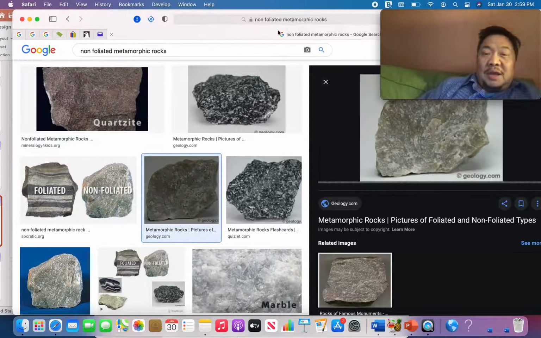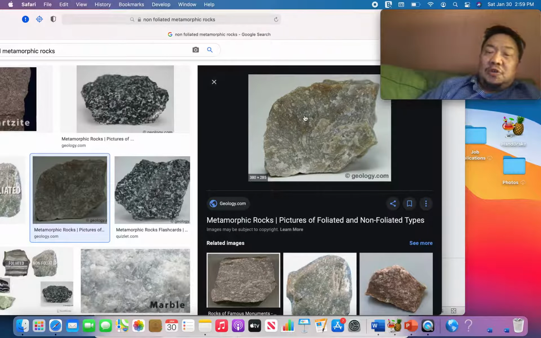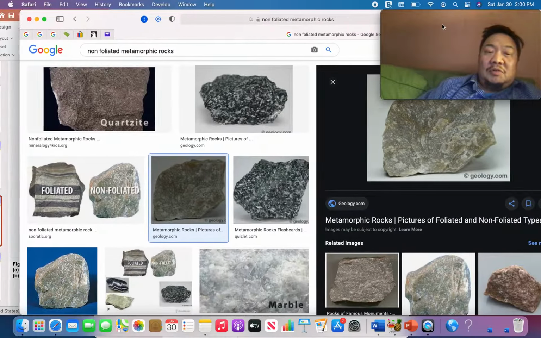Here's quartzite, which has a sugary look to it. That's something that might help you. If you're not sure it's a quartzite, take a piece of glass out and see if it will scratch glass. If it's got a sugary look like this, that's a non-foliated metamorphic rock called quartzite.